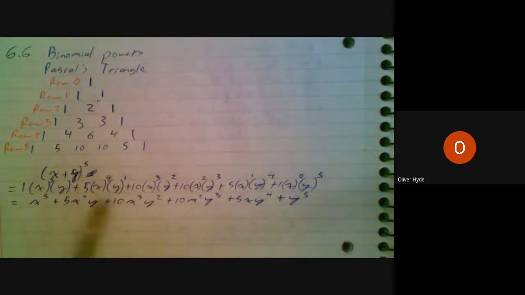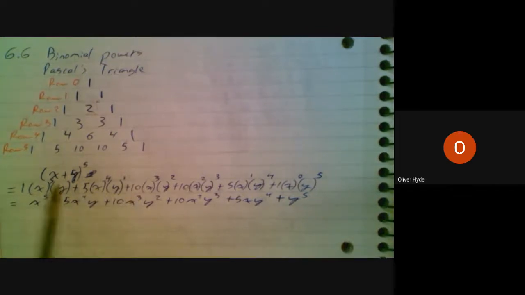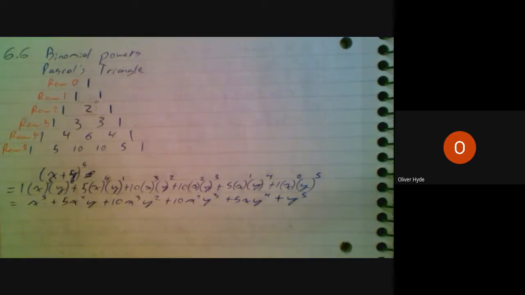The other pattern that I forgot to point out on the original exponents is that the original exponents always add up to 5. That's called the degree of the expression.